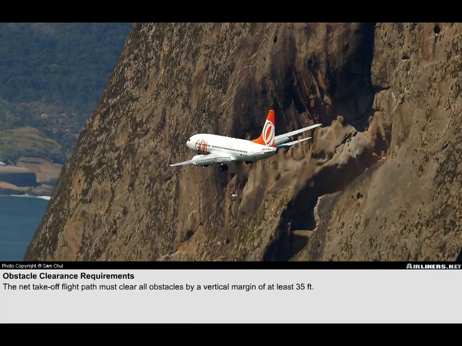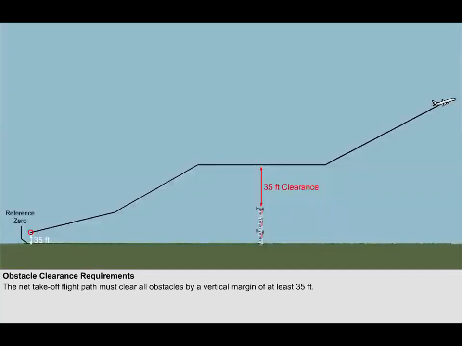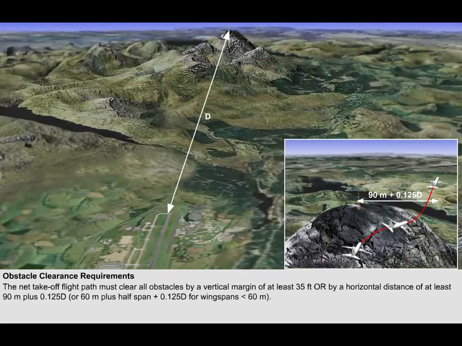Having discussed the minimum climb gradient requirements and how to ensure the aeroplane attains them, we need to focus on the obstacle clearance requirements. In EU OPS 1, it states that an operator must ensure that the net takeoff flight path must clear all obstacles by a vertical margin of at least 35 feet. If the aeroplane is unable to do so, it must turn away from the obstacle and clear it by a horizontal distance of at least 90 meters plus 0.125 times d, where d is the horizontal distance the aeroplane has travelled from the end of the takeoff distance available.